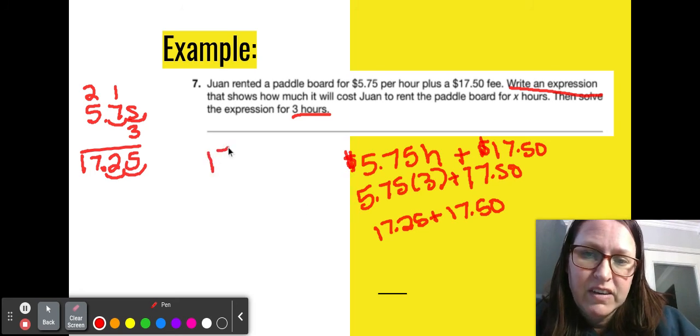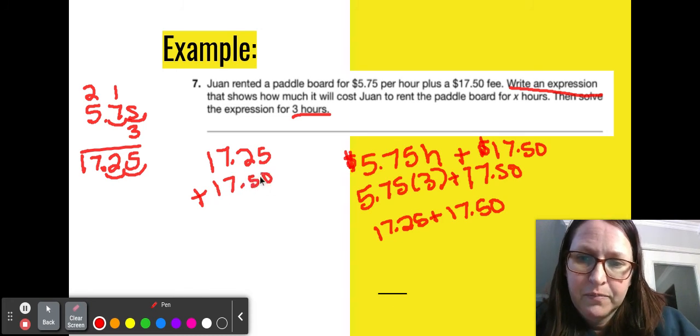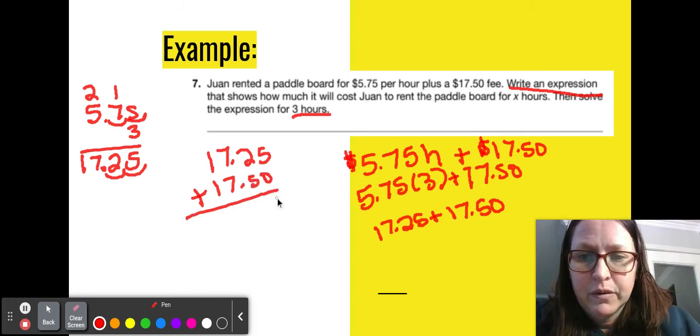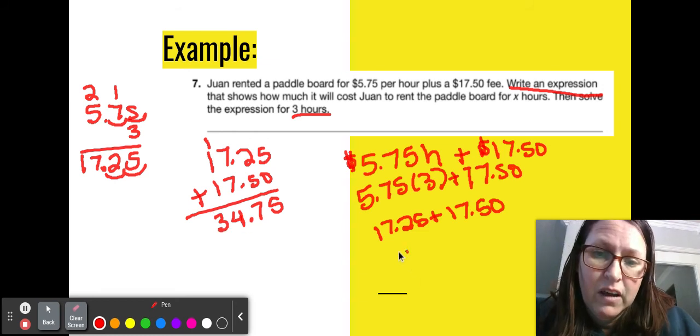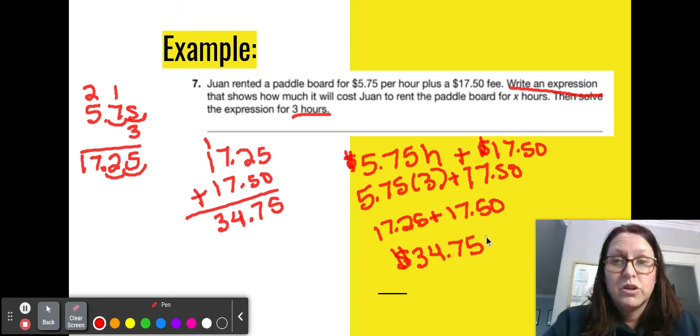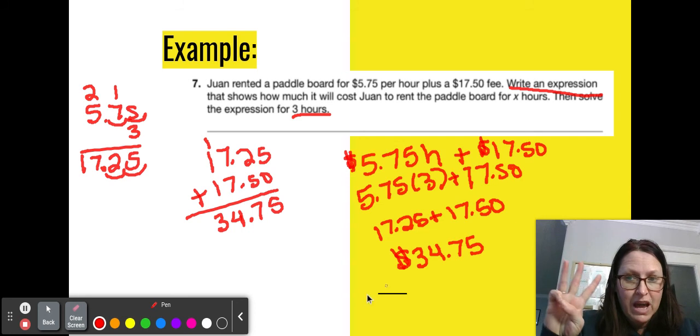Now I have to do 1725 plus 1750. 5 plus 0 is 5. 2 plus 5 is 7. 7 plus 7 is 14. 1 plus 1 plus 1 is 3. I bring my decimal point down. So it will cost Juan $34.75 to rent the paddleboard for 3 hours.